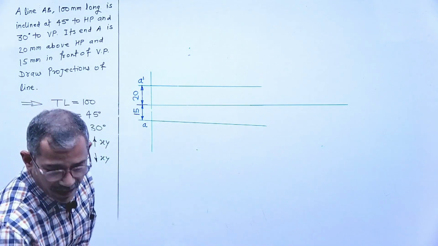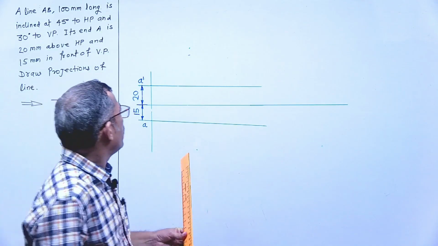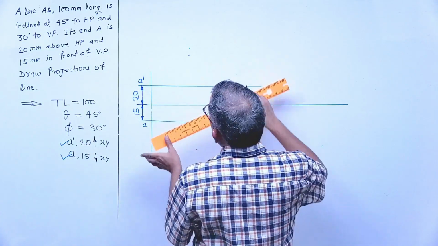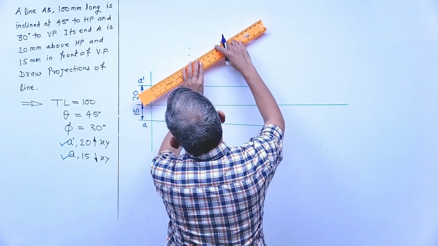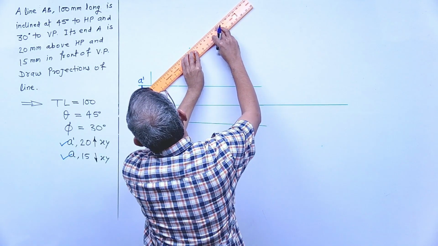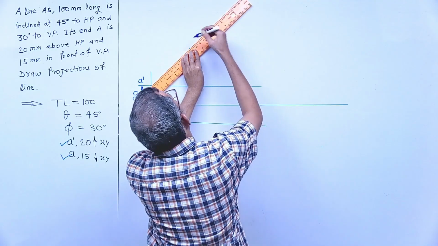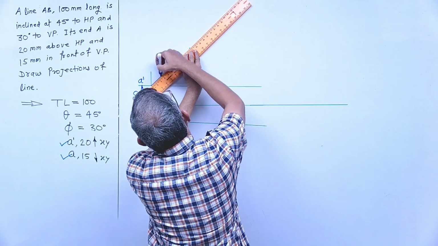That means what will we get here? The line, meaning true length, inclined at an angle of 45 degrees. How much length? 100 mm is the true length. You have to measure carefully, and we will add the true length in the front view.